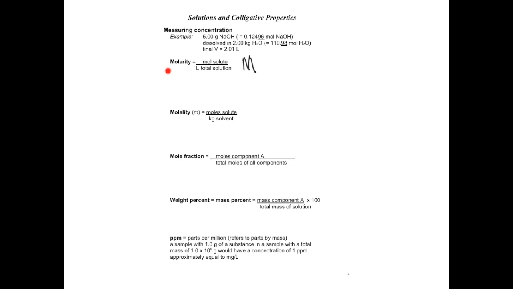So if you mean molarity, uppercase; if you mean molality, lowercase. We'll also have mole fraction, weight percent, and then parts per million. I'm going to walk you through each one. Definitions first, and really to be successful at this, you need to know the definitions. And there are some picky details in these definitions that you should be aware of.